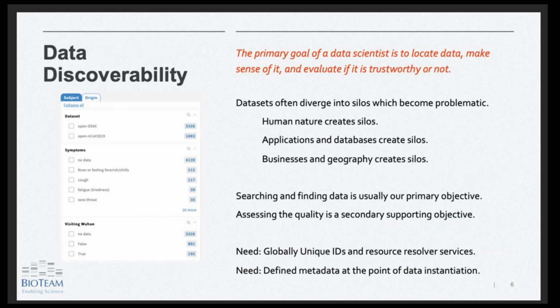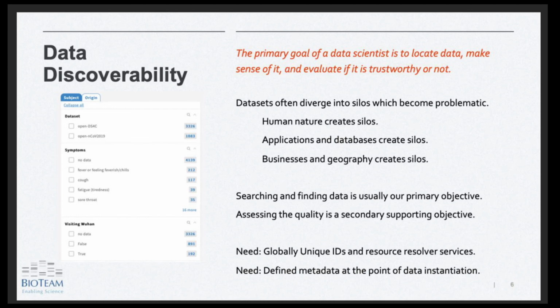Another key idea here is data discoverability, right? So if the primary goal of a data scientist is to locate data, make sense of it, and evaluate that it's trustworthy, our data has to be discoverable. But data naturally diverges into silos. And we see these all over the place, and silos become problematic, and they come in different forms. So humans themselves, right, our human nature creates silos. We hoard information, we don't share, right? That's just human nature. Apps and databases create silos when we use them. Organizations themselves create silos by having different departments, different sites, and operating across geographical regions. So these things create real silos that we have to deal with.